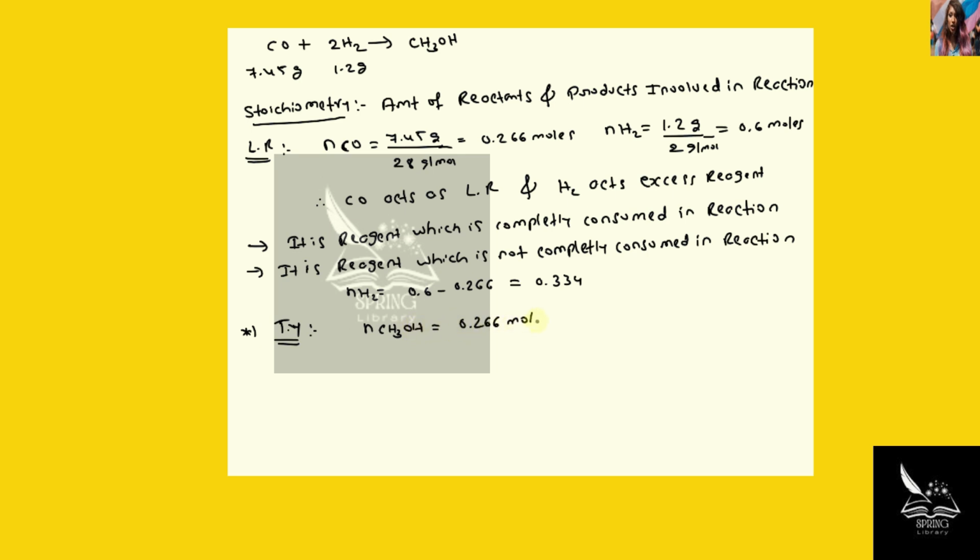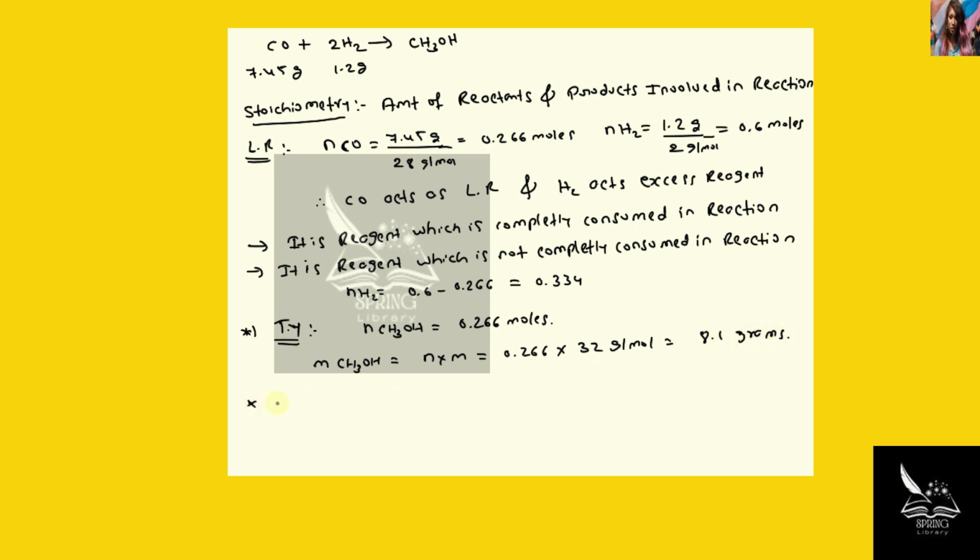After that we are going to find out the mass of methanol. Mass of CH3OH is equal to N into M, where N is the number of moles, 0.266, into the molar mass of methanol, 32 gram per mole. Here we get the mass of methanol produced in this reaction as 8.1 gram. So this is our theoretical yield.